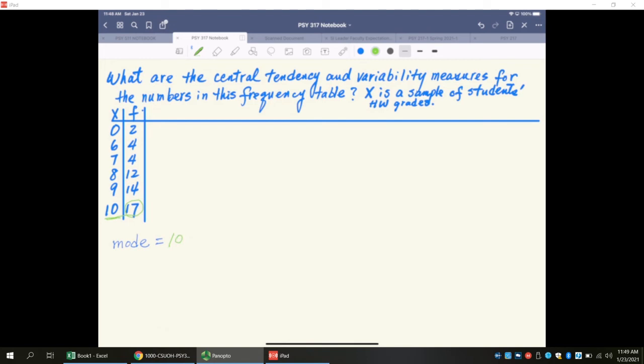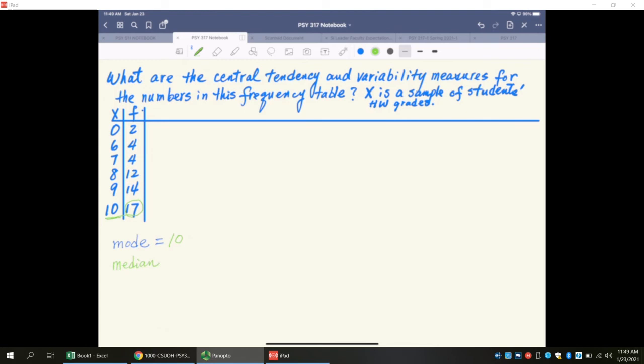X is the value of the variable. Frequency is not the answer for mean, median, or mode, because central tendency is a typical value in the sample that represents the center of the data. Okay, so make that very, very clear. And median is the middle point of the data.